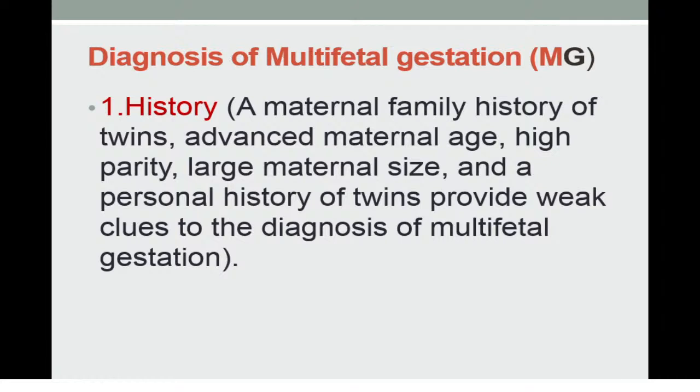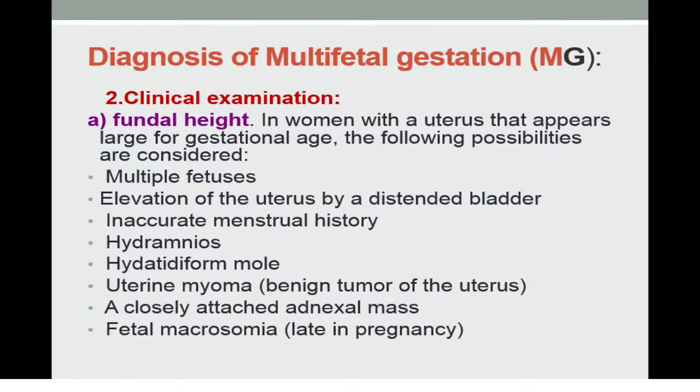Diagnosis of multifetal gestation. First, history. Maternal family history of twins, advanced maternal age, high parity, large maternal size, and a personal history of twins provide weak clues to the diagnosis of multifetal gestation. Paternal family history of twins has the same role in diagnosing and, by the way, has the same chance of producing multifetal gestation.